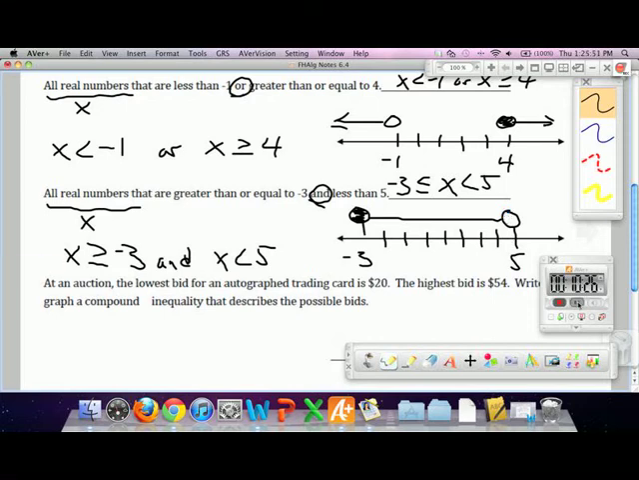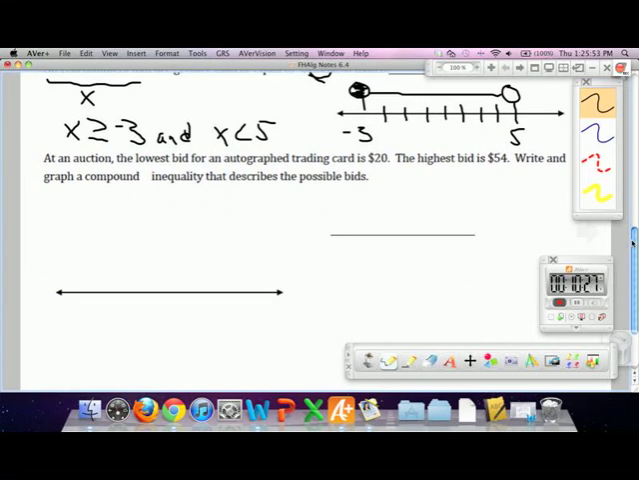Okay, a little story problem. Again, we're going to see these live. At an auction, the lowest bid for an autographed trading card is $20. The highest bid is $54. Write and graph a compound inequality that describes the possible bids. So if I said, how about x equals possible bids?